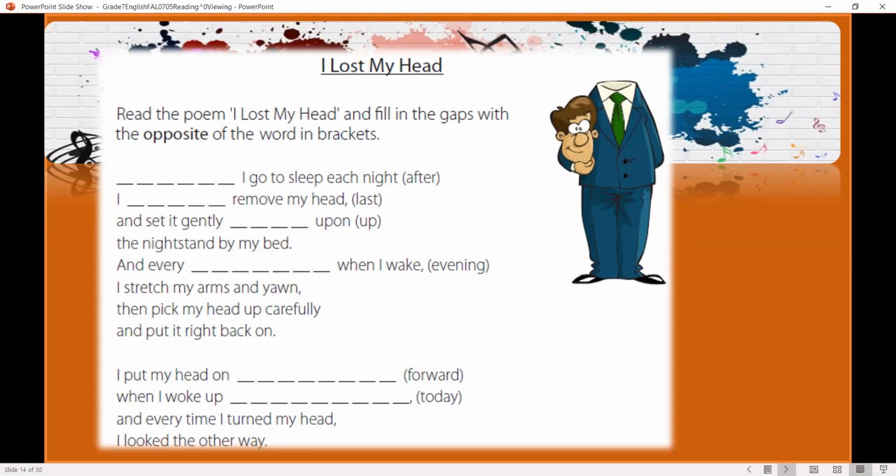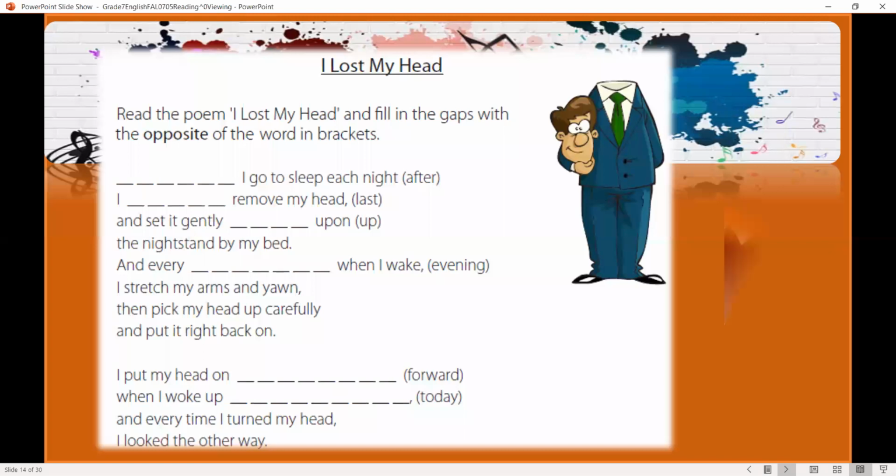I put my head on something, the opposite of forward. There we go. That's nicely done, guys. I put my head on backward. When I woke up something, opposite of today. That's tricky. Oh, it's not tricky. You guys got it. Yay! When I woke up yesterday and every time I turn my head, I look the other way.